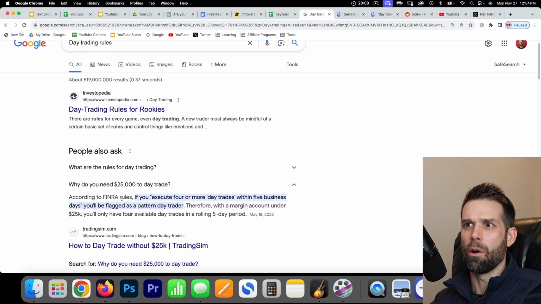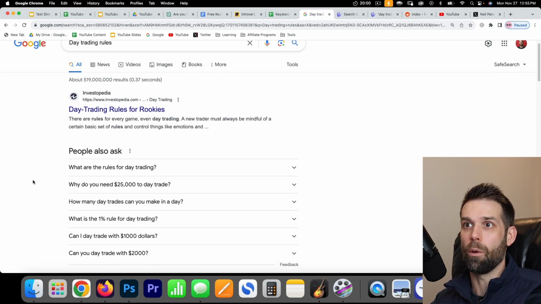So, according to the rules, if you execute 4 or more trades within 5 business days, you'll be flagged as a pattern day trader. So there's, therefore, with a margin account under $25,000, you'll only have limited trades. Right. So there might be certain rules with certain geographical locations and the type of account that you're trading with, where you might need a minimum balance. So I'll have to look into that, but that's a common question.